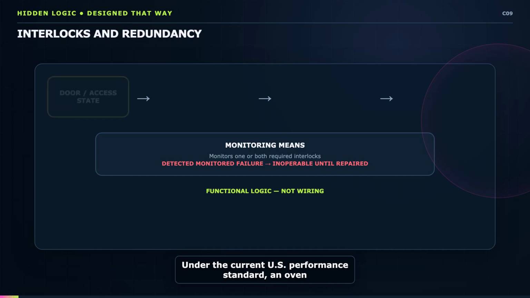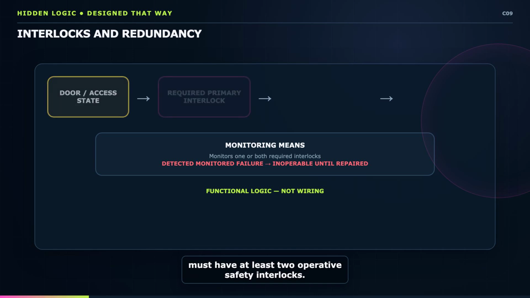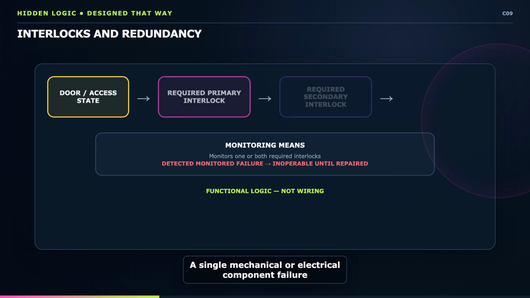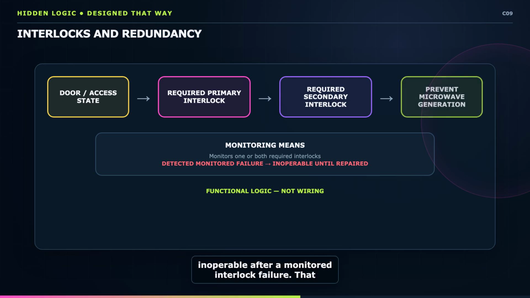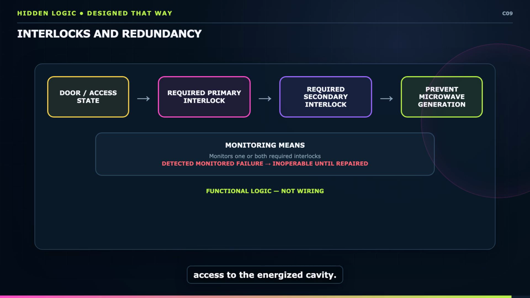Under the current US performance standard, an oven must have at least 2 operative safety interlocks. A single mechanical or electrical component failure cannot make all of them inoperative. The standard also requires monitoring, designed to make the oven inoperable after a monitored interlock failure. That is redundancy. The screen attenuates the field during operation. The interlock system addresses access to the energized cavity.